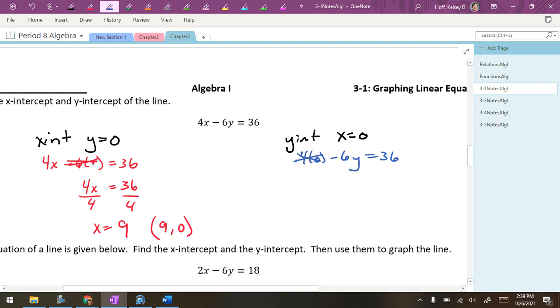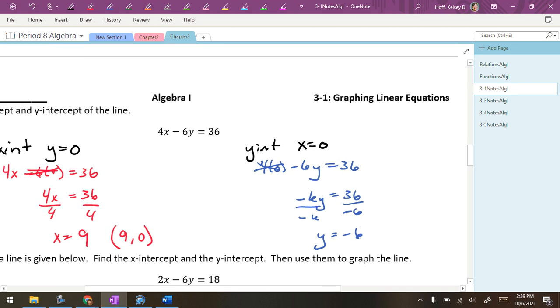What do I have to be careful of with this one? Negative. Negative 6y equals 36. Then I should divide by negative 6. Y equals negative 6. So your y-intercept is at negative 6, or 0, comma, negative 6.